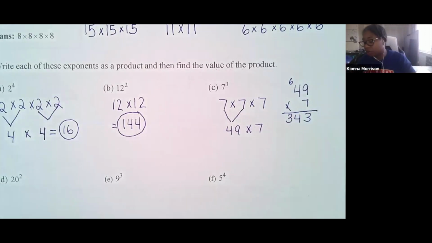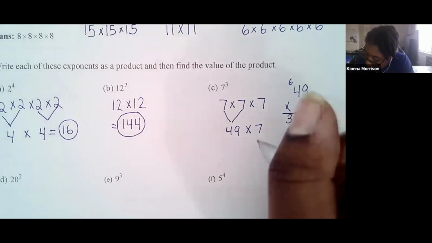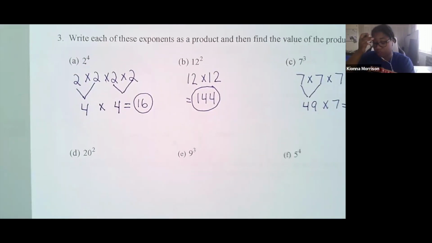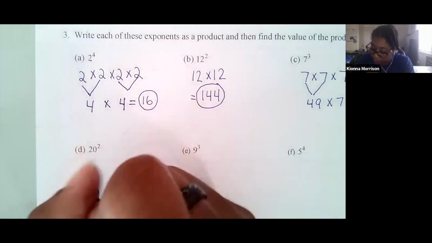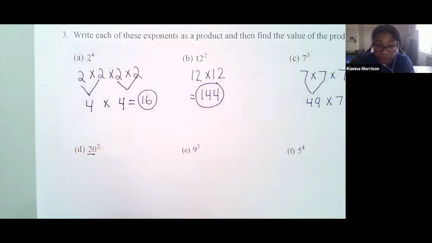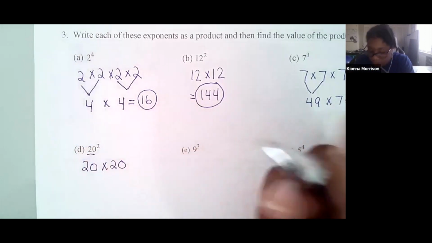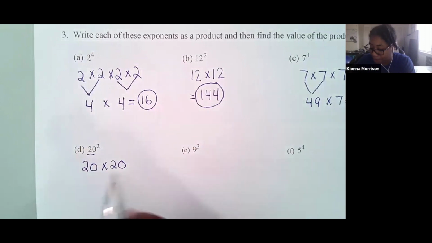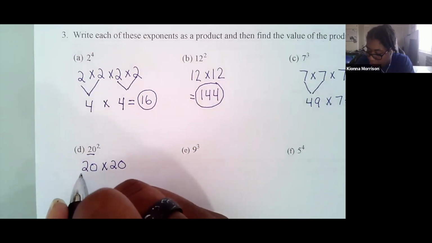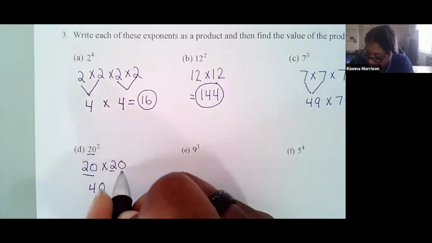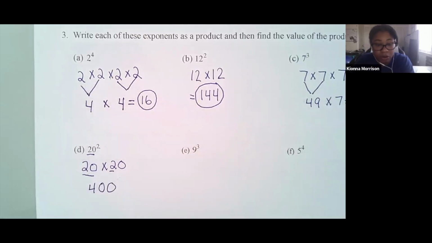So just check along with me and see if you got the same thing. All right. Now I have 20 to the second power. So I have my base that's being repeated 2 times. I can look at my basic facts and I know that 20 times 2 is going to be 40. And then I'll add on my extra placeholder 0 and I'll get 400.